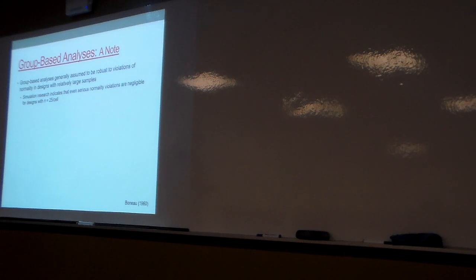One of the things we want to think about, and again, this is a review on our group-based analyses. We're talking about t-tests, ANOVAs, repeated measures designs, things like that. We typically think about these as being robust to violations of normality, given relatively large samples. Even pretty serious violations of normality tend to be negligible as long as we have cell sizes that are 25, 30-ish, right? And so this Bono article that we read last year is kind of talking about some of this.